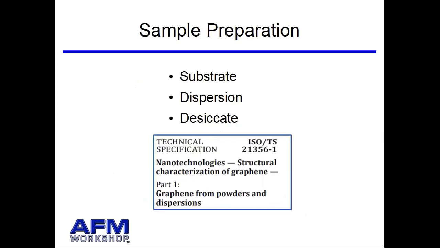Now, one of the things we mentioned earlier was that you had to be careful about sample preparation, and you had to learn how to do sample preparation. There are a few things you need to look at. Number one is the substrate. Then you have to disperse the material, the graphene, somehow, and then you have to get it on the surface, and then you have to dry it and desiccate it.